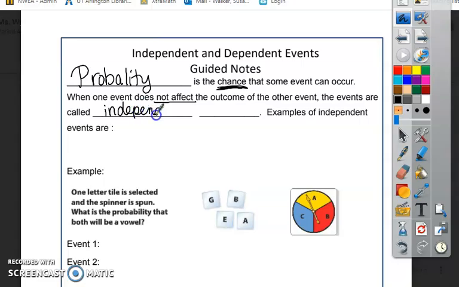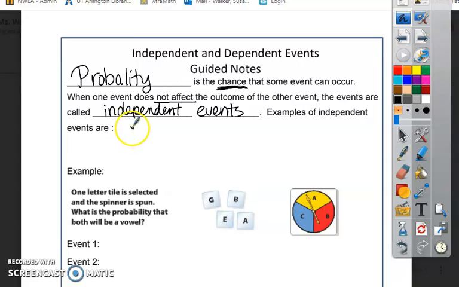So guys, whenever we are doing more than one thing, so on yesterday's lesson, when we flip a coin and roll the number cube, those do not affect one another. Those are called independent events. So here are some key words that tell you that these are independent.